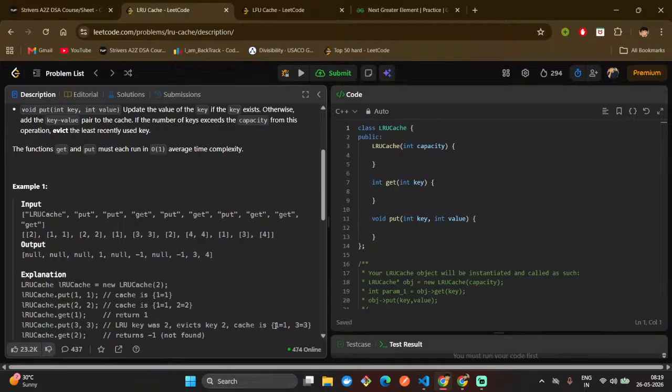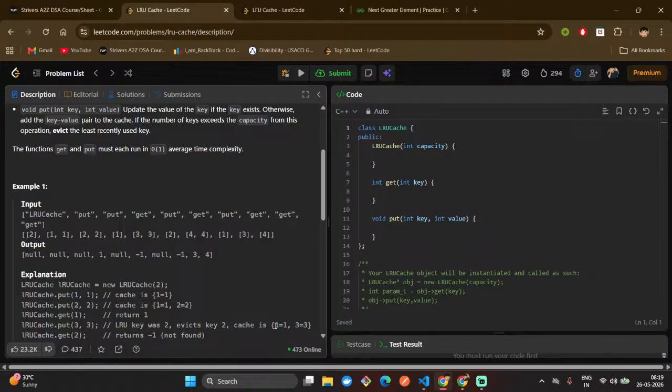So with size two, one is to one. Okay, one is to one. Now two is to two. Now first one is to one and one is to two. Okay. Now get the value of one, so return one. Three is to three.